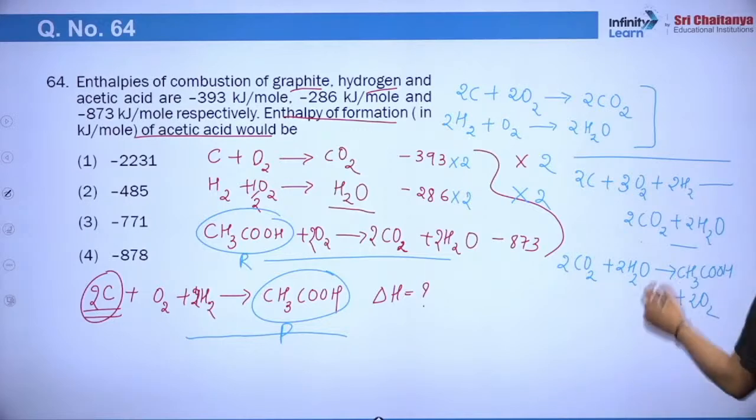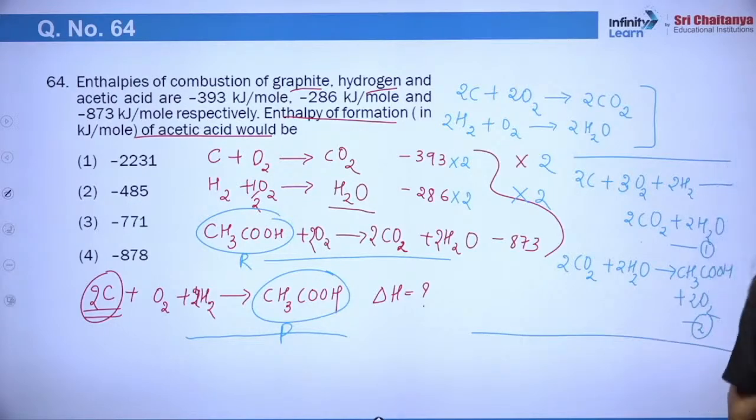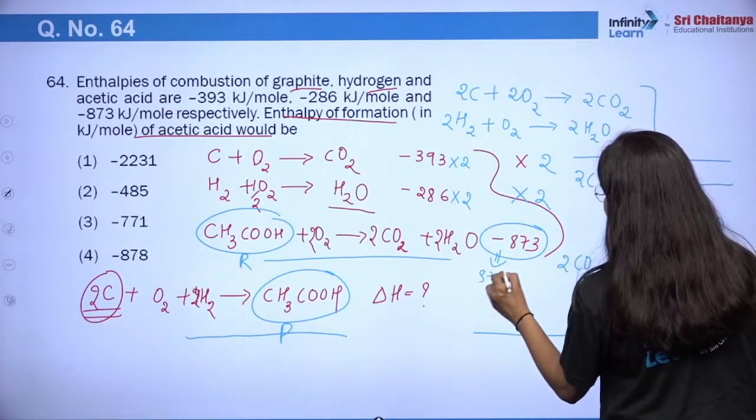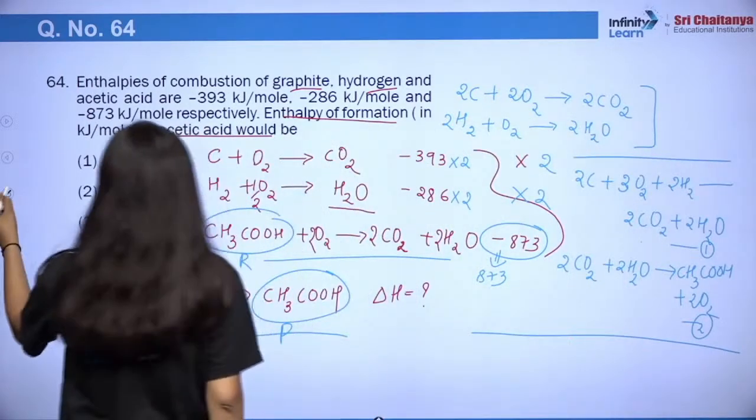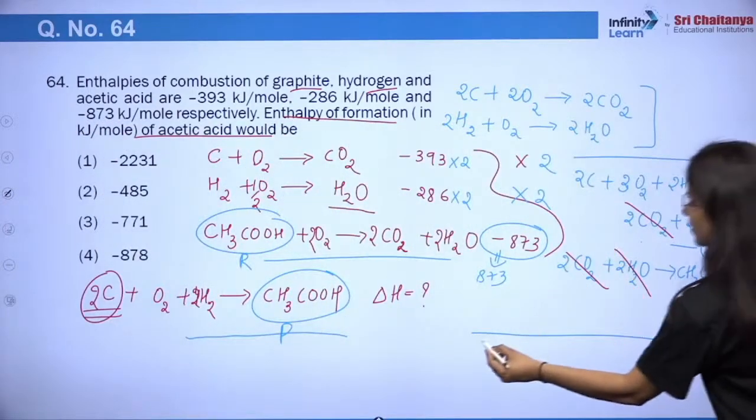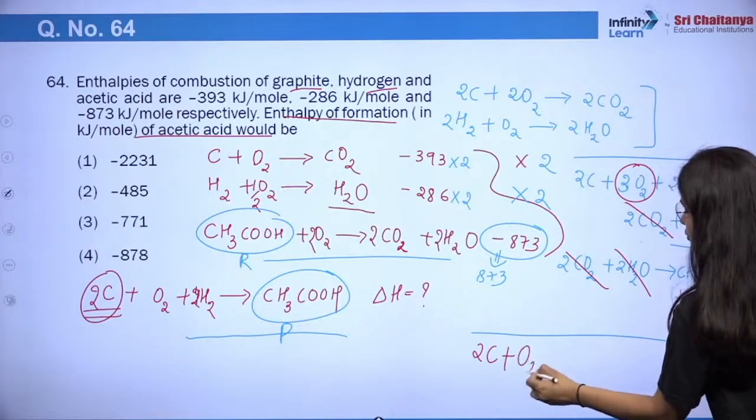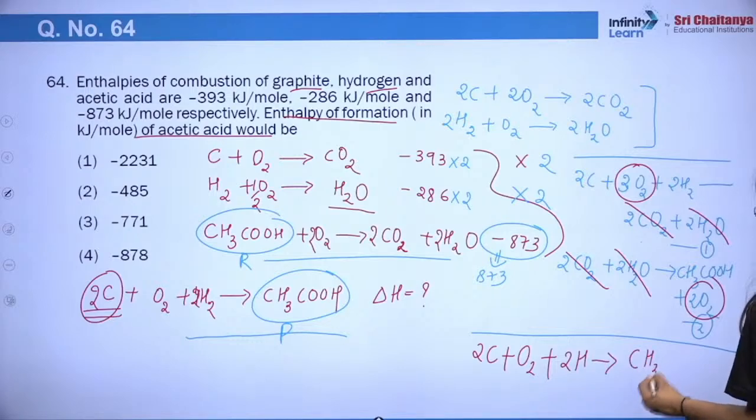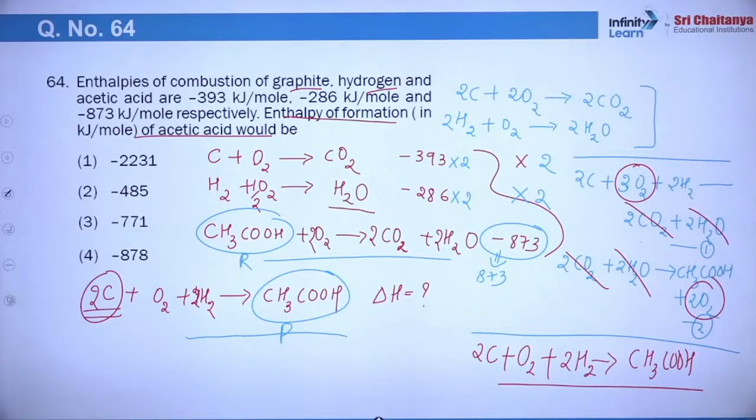Then what will I do? I got 2 new reactions. Let it be equation number 1 and equation number 2. Now I'll add these 2 reactions. Now when I am changing this, what will be my new H? It will be 873. So when I am adding these 2, CO2 and H2O will be cancelled, right? What will be the reaction? 2C plus 3 oxygen here, 2 oxygen here, so it will be O2 plus 2 hydrogen will give me acetic acid. So this is my desired reaction, right?